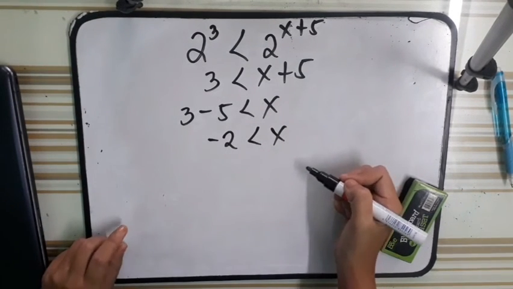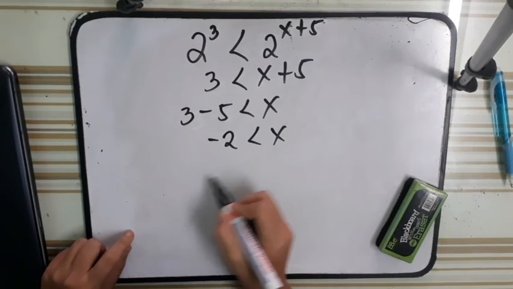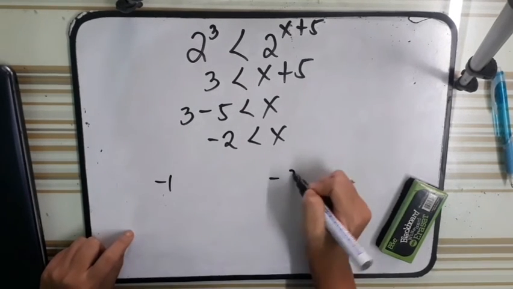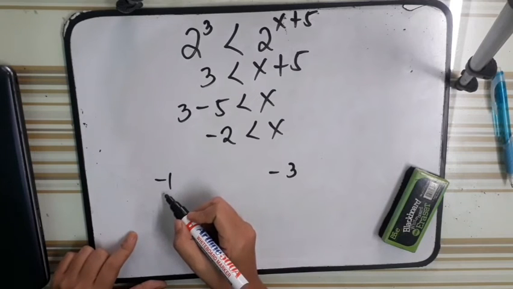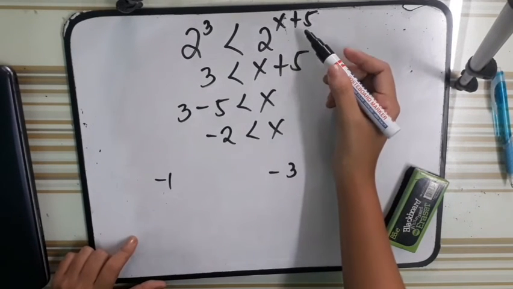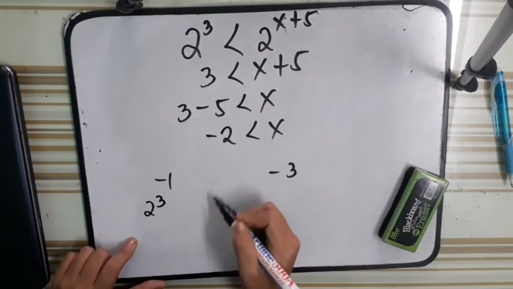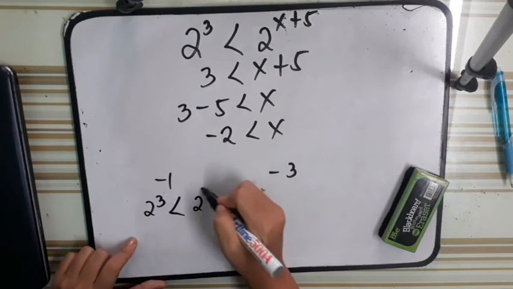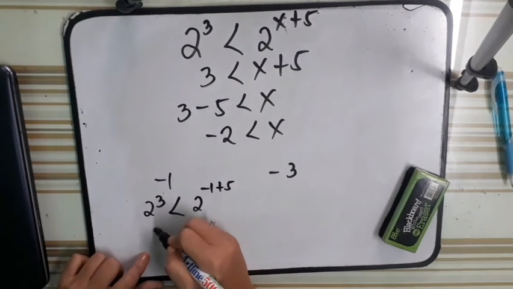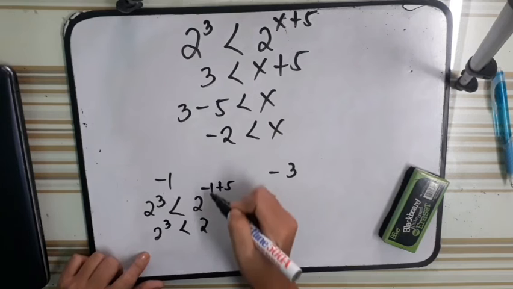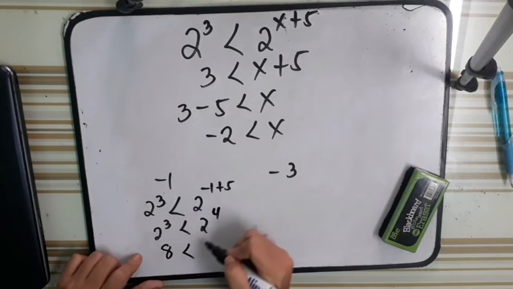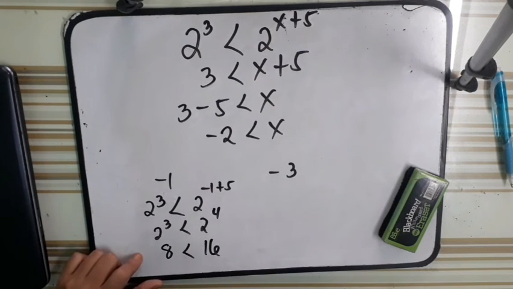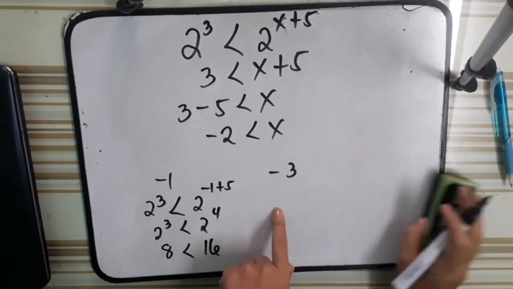Okay. So, let's have negative 1 and negative 3 as our test values. Let's have negative 1 first. Substitute negative 1 into our original inequality. So, we have 2 raised to 3 is less than 2 raised to negative 1 plus 5, which is 2 raised to 3 is less than 2 raised to 4, since negative 1 plus 5 is 4. 2 raised to 3 is equal to 8, and 2 raised to 4 is equal to 16. That is correct.